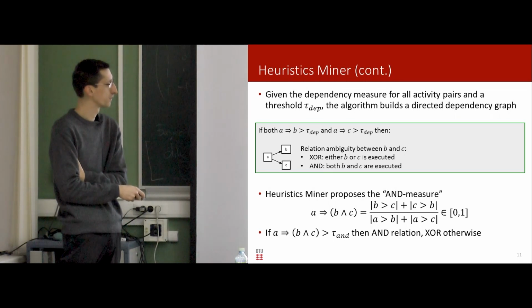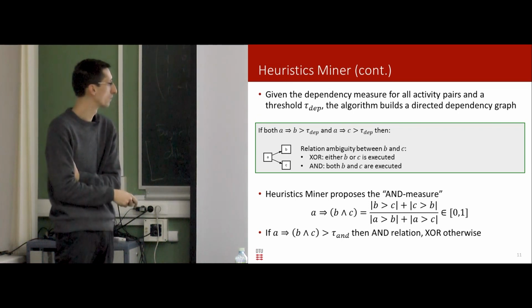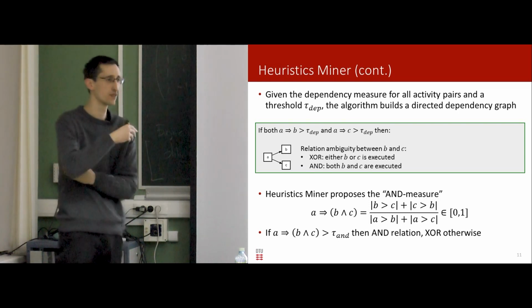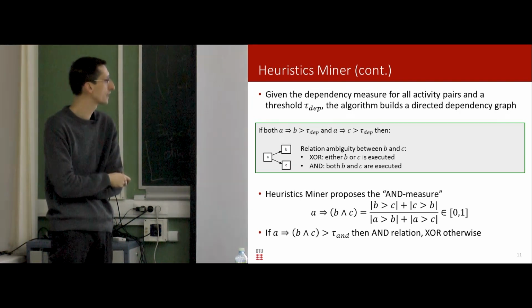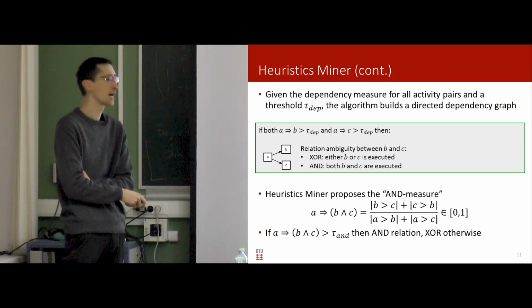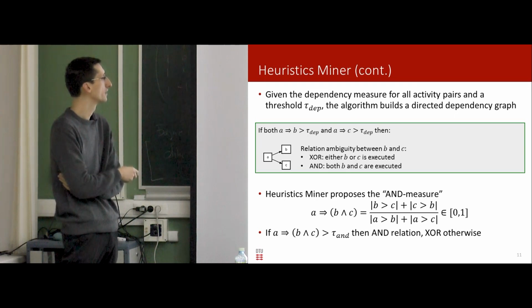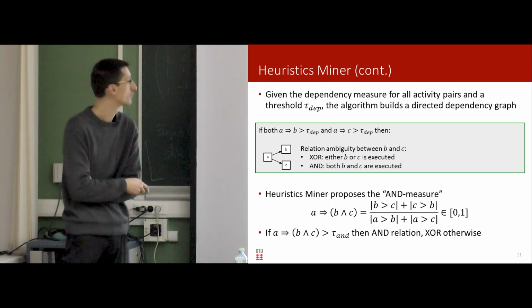So B directly followed by C plus the other way around, divided by some normalization factor again. So we have a second threshold called, in this case, tau end. And every time we have such ambiguity, we compute our AND measure and apply this threshold. If the value is above the threshold, then we classify this as an AND relationship. Otherwise, it's a XOR relationship.